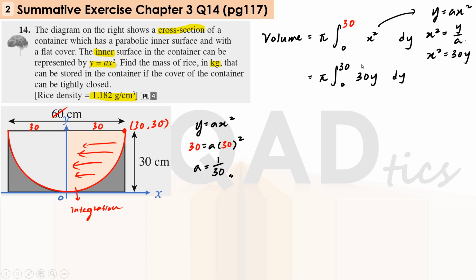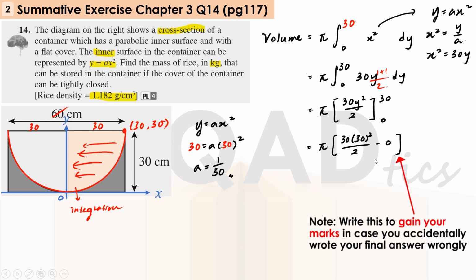Then later on, I need to integrate this one, so 30y. So y comes from here, 1. I need to add 1 to the power, and we need to divide by the new power, which is 1 plus 1, 2. Okay, and then we substitute 30 and 0 inside. This is working, so make sure you write out this working. And for this 0, I substitute 0, so everything becomes 0. That's why there's a 0 here. Then simplify, then we'll get the volume, which is 13500 pi cm cube.